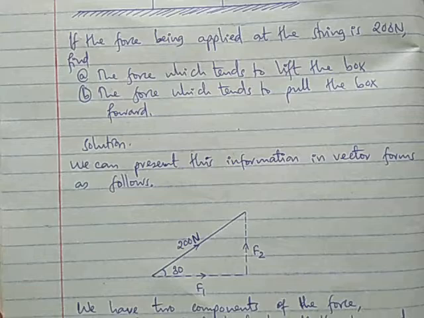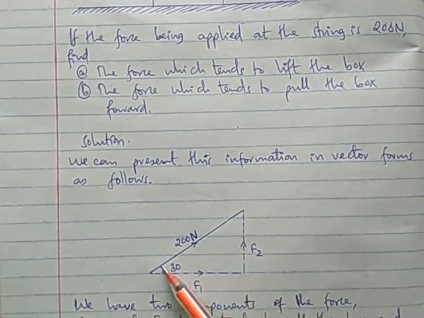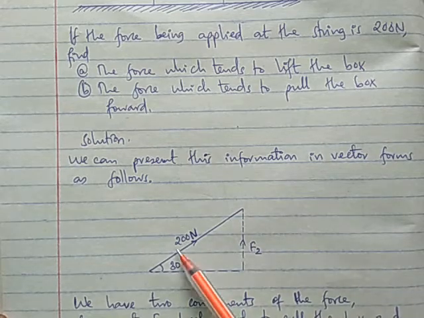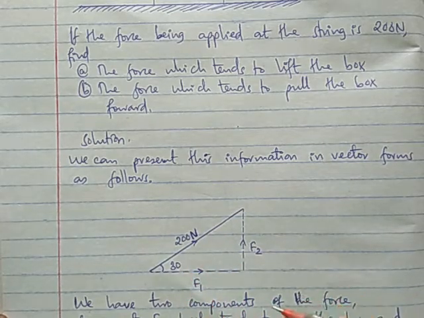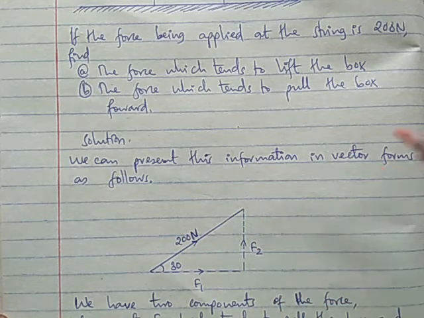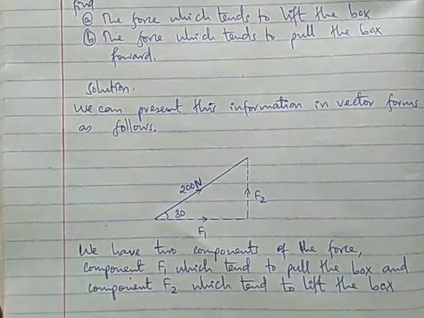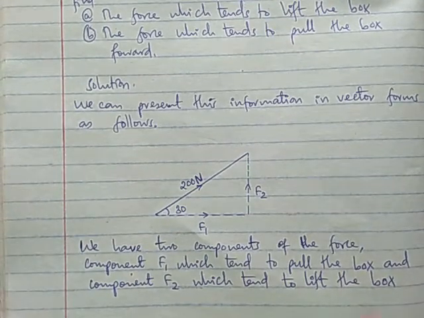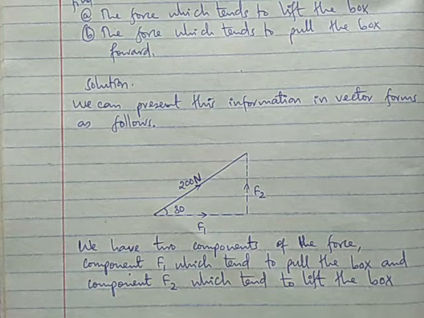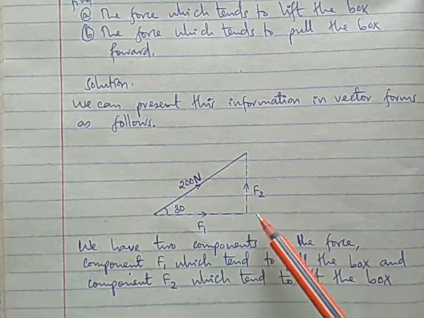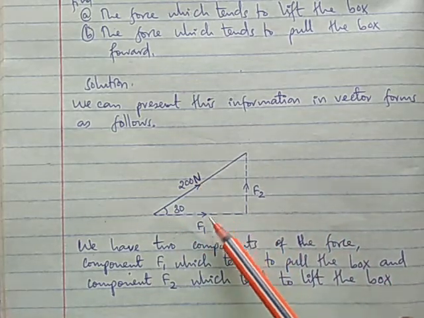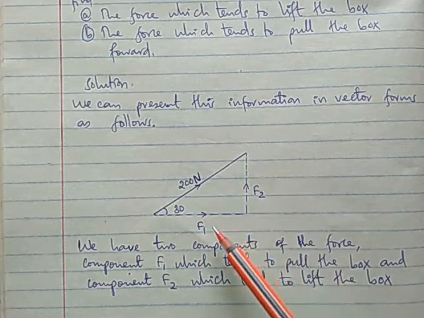Simply we can represent what is happening in the box at the vector form, having 200 Newton with the angle of 30 here. So tukiwa tuna 200 Newton na angle ya 30 hapo, manake tutakuwa na force F1 which tend to pull the block and component F2 which tend to lift the block. So we have two components of force, component F1 which tend to pull the box and component F2 which tend to lift the box. So component F1 huyu hapa naenda hivi, component F2 yule pale. Solve for component F1. F1 itakuwa sana 200 cosine of 30 and F2 will be equal to 200 sine of 30.